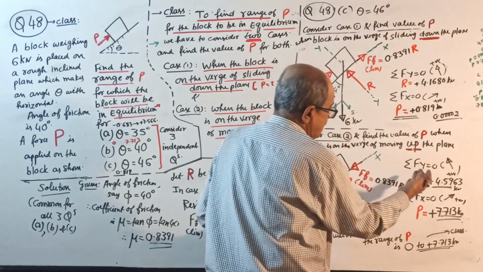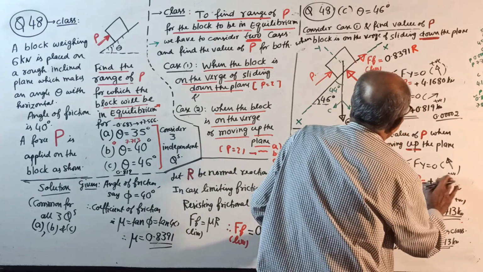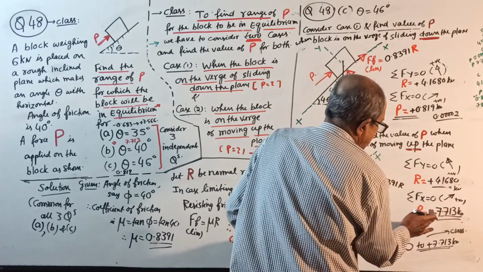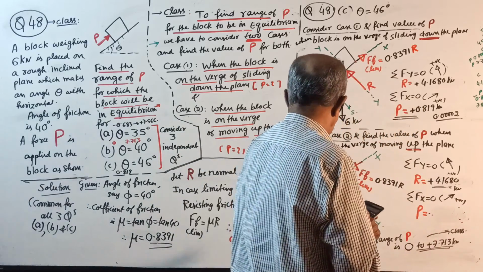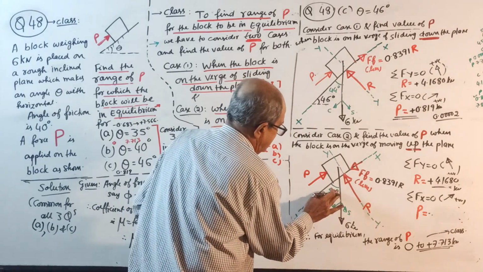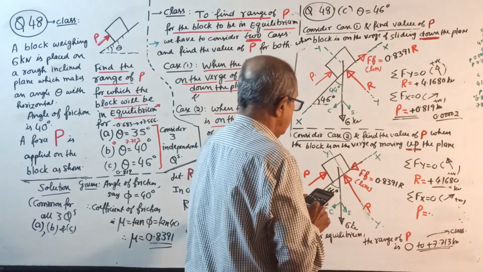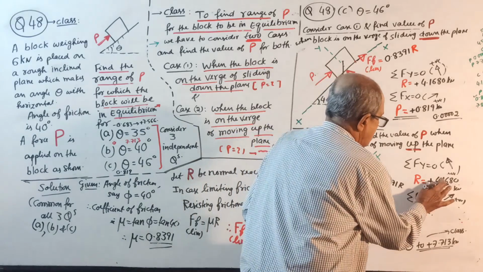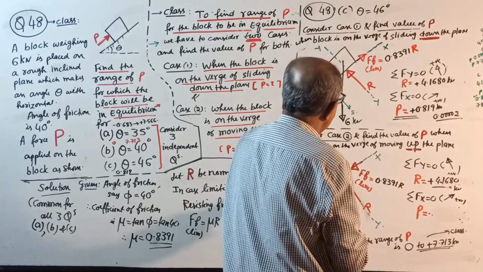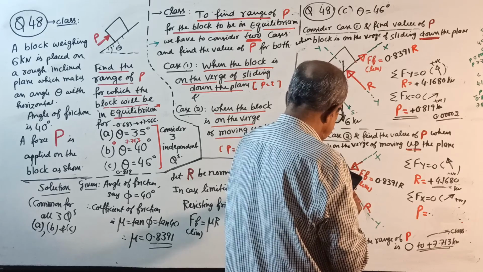And the second case, solve. Now friction is reversed here. Solve the same way. R will come same as that answer, 4.1680 only, but P will change. Oh, sorry, I did not change it here. This is 46 degrees. This is 44 degrees. So 4.1680 into 0.8391. To that one you have to add 6 into cos 44.